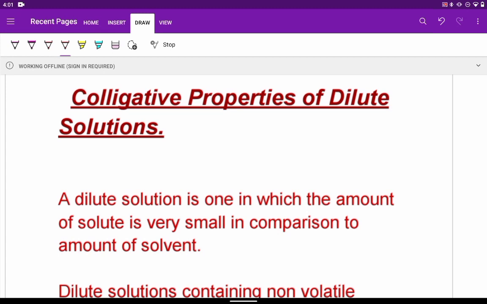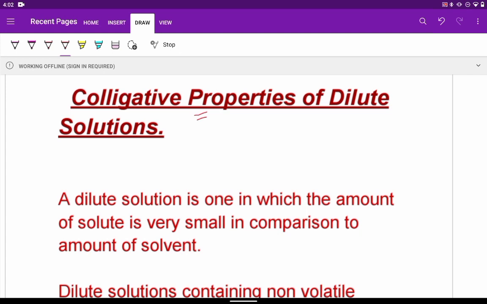Today we will deal with the colligative properties of dilute solutions. Now if we study chemistry and think about the colligative properties, first of all we should understand what are colligative properties. So we should understand this.